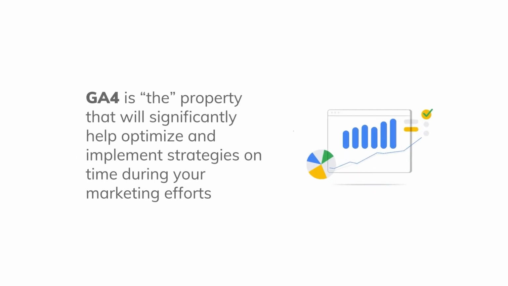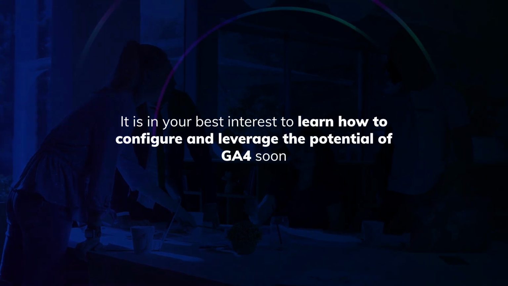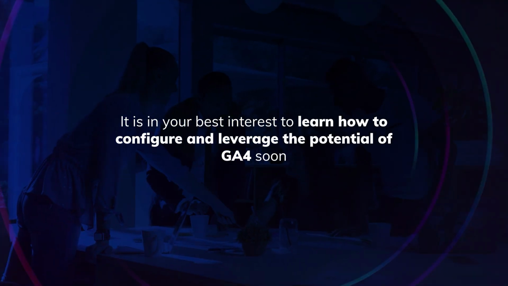What are you waiting for? Undoubtedly, GA4 is the property that will significantly help optimize and implement strategies on time during your marketing efforts. If you're still using Universal Analytics, remember that by 2023, this version will no longer be available. It is in your best interest to learn how to configure and leverage the potential of GA4 soon.